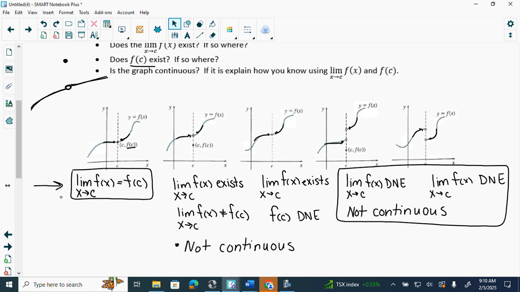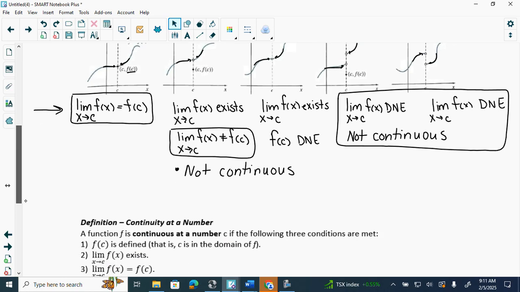The moment a limit doesn't exist, or the moment a value doesn't exist, or the moment they don't equal, the graph isn't continuous. So these are all the different reasons how a graph would not be continuous at that value. Now, a graph can be continuous every single other place, but the entirety of the graph is not continuous. Okay?